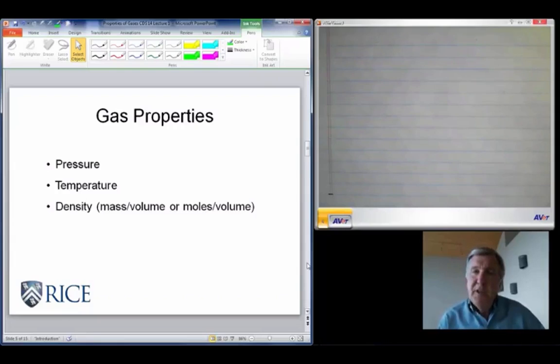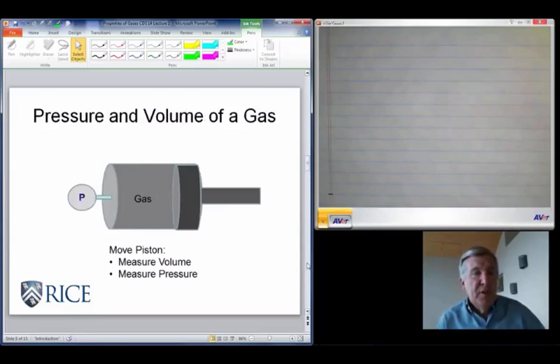We begin again, as always, by looking at experimental data. And here's our experimental setup. We're going to relate the pressure of a gas to the volume of a gas. We're going to use this very simple apparatus. We're going to use this apparatus a lot this semester in studying the properties of materials. So let's get used to this.